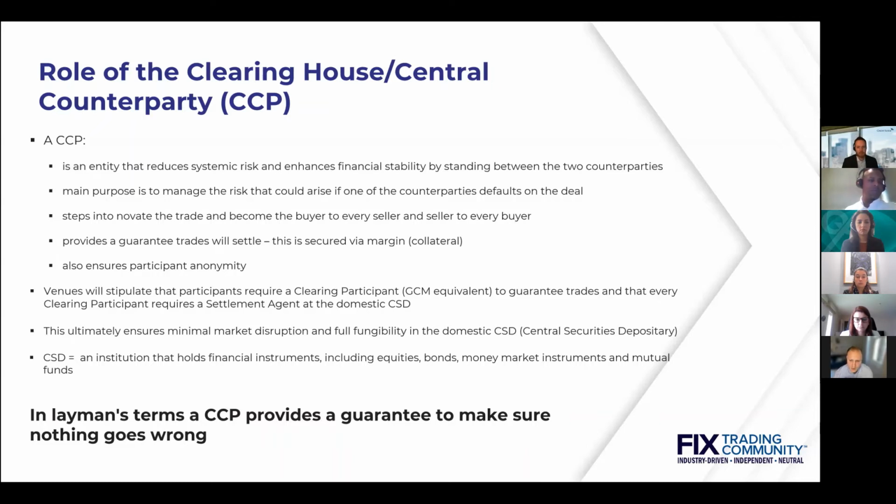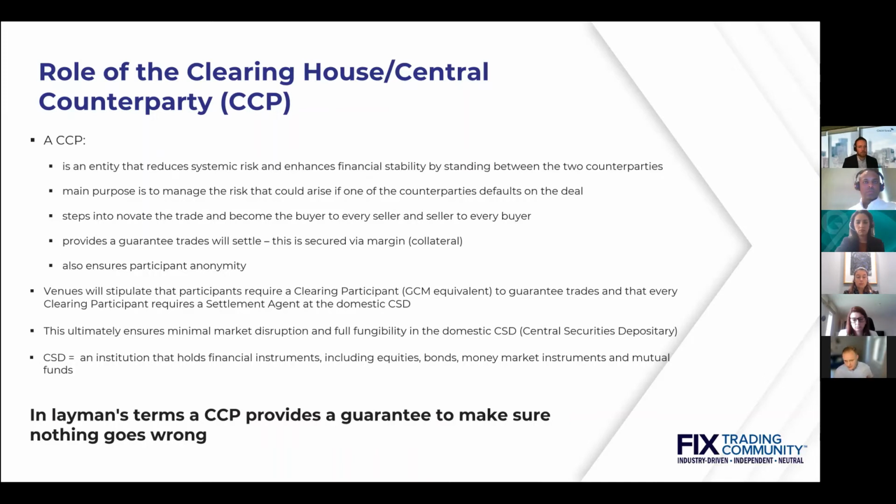So what a CCP does is it steps in to novate that trade, and what we mean by novation is it becomes the buyer to every seller and the seller to every buyer. And what this ultimately does is provide a guarantee that trades will settle. It does this by securing margin from participants, and margin can probably be thought of as a deposit, if you like. What a CCP also does then is ensure participant anonymity. So your counterparty A that's selling and counterparty B that's buying will likely never know who is who.